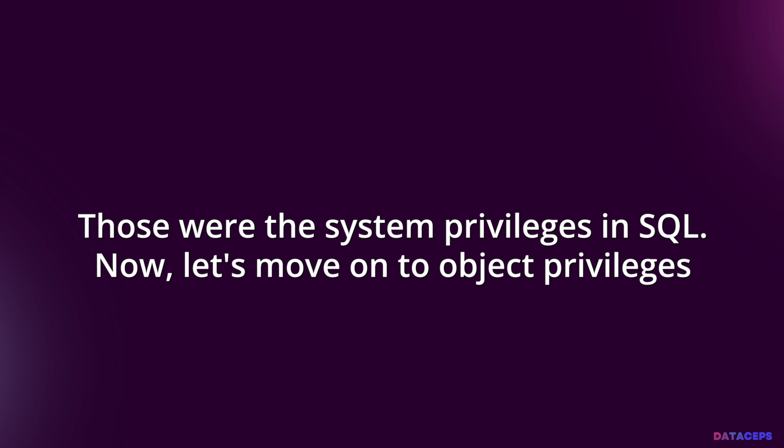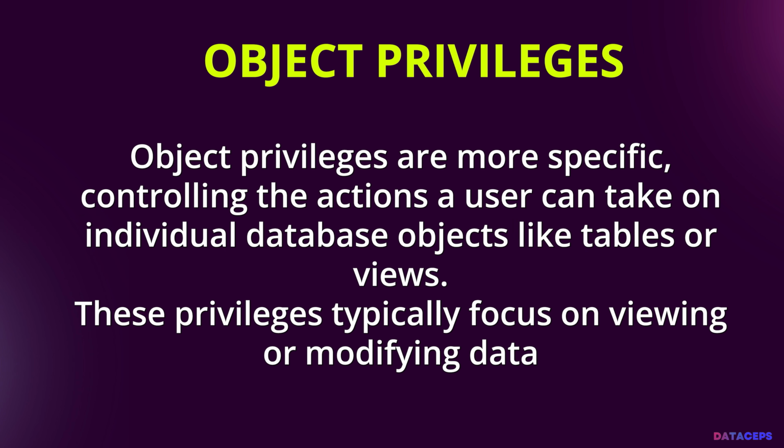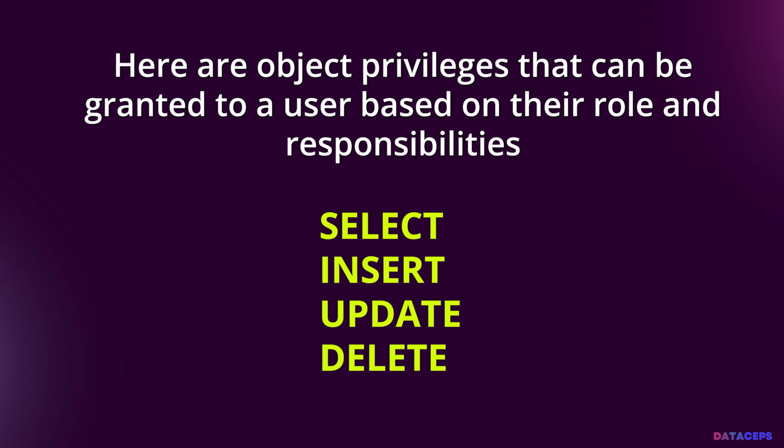Those were the system privileges in SQL. Now let's move on to object privileges. Object privileges are more specific, controlling the actions a user can take on individual database objects like tables or views. These privileges typically focus on viewing or modifying data. Here are object privileges that can be granted to a user based on their role and responsibilities.